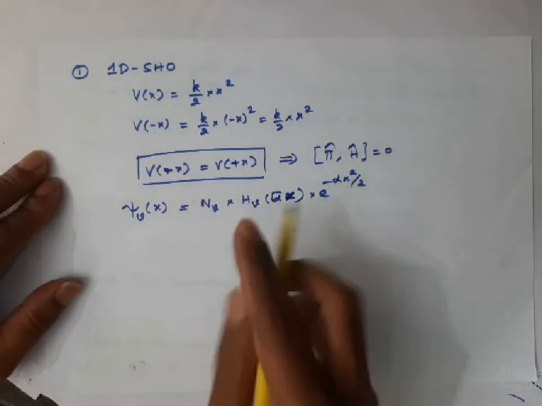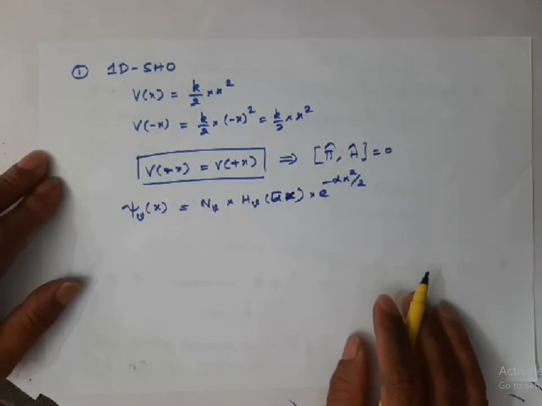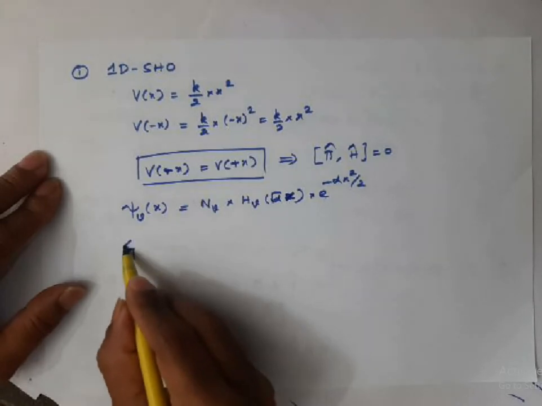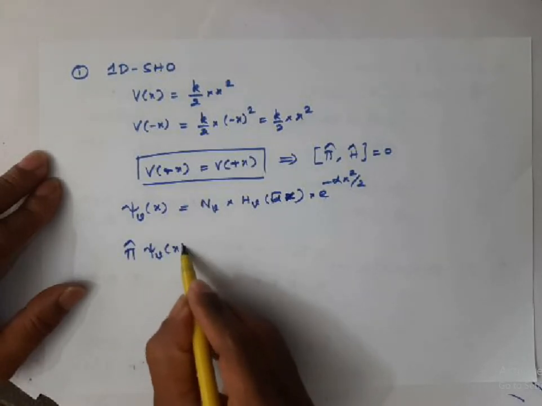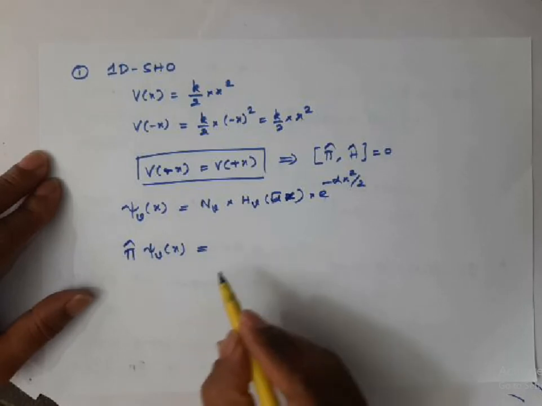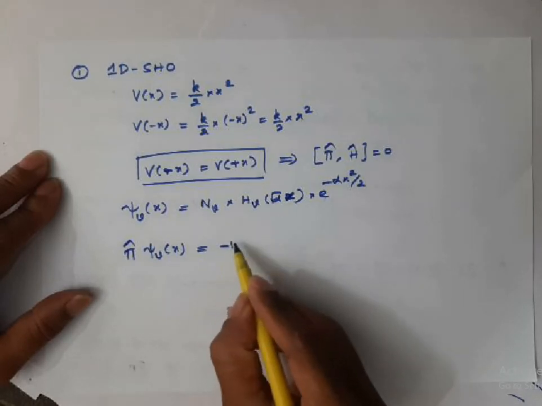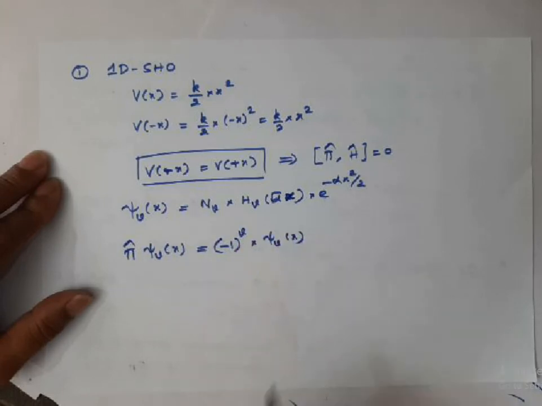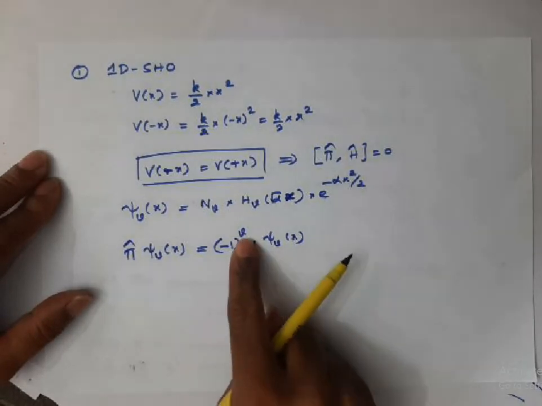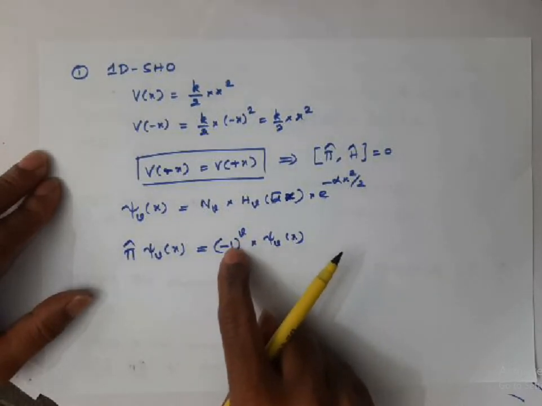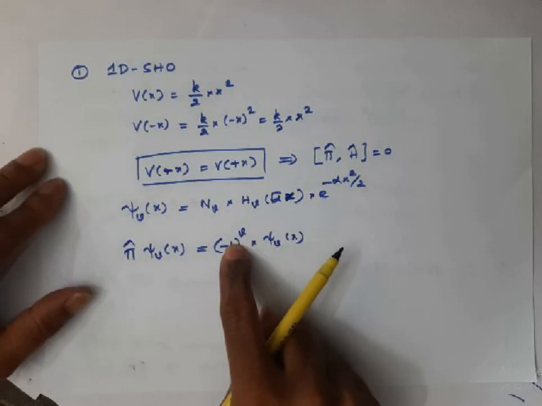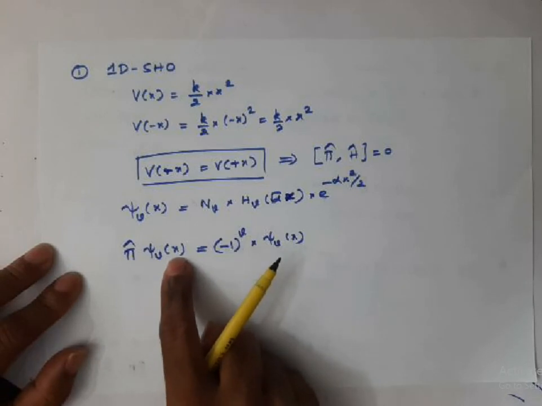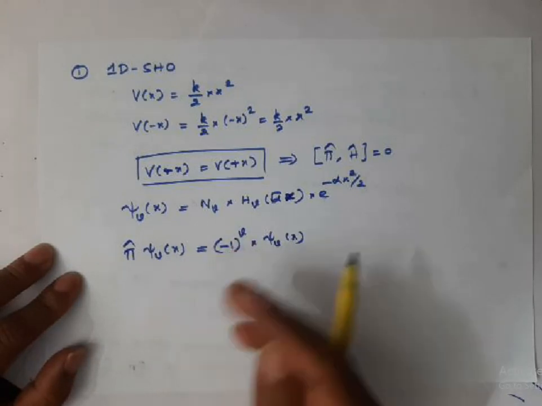If v is an odd number, the Hermite polynomial will give an odd function. So we can write directly that the parity operator, when acting on the function psi v of x, will give an eigenvalue, let me write it as (-1)^v, times the same function psi v of x. If v is an even number, (-1)^v gives plus 1, so the functions are even functions. If v is an odd number, then the functions are odd functions.